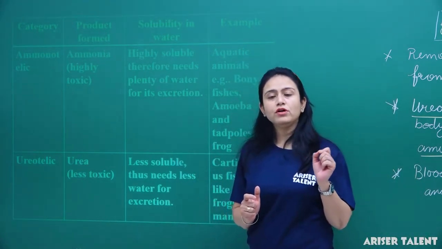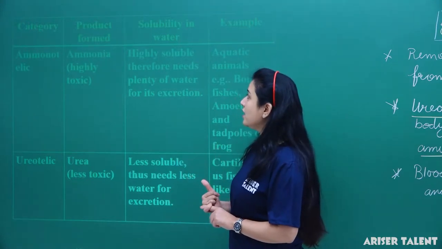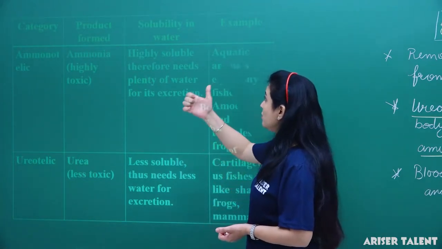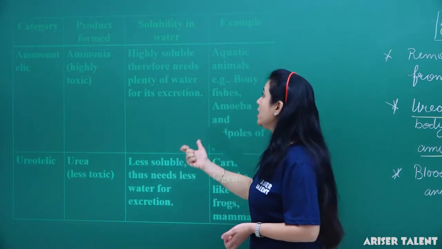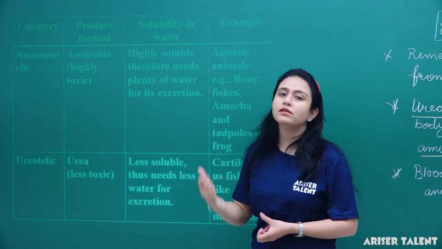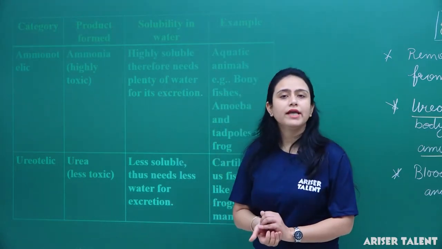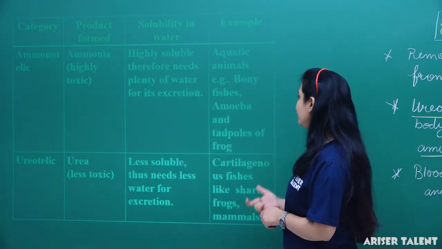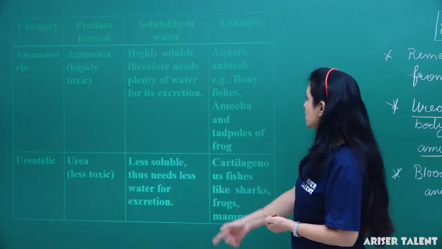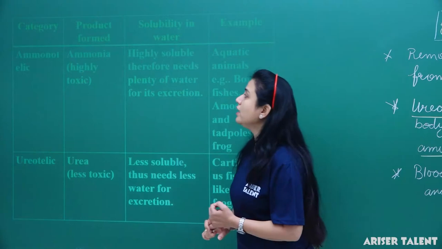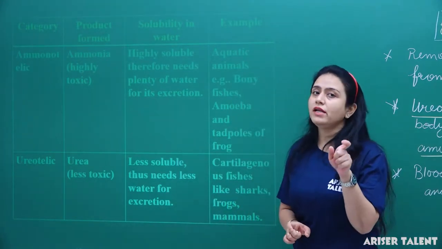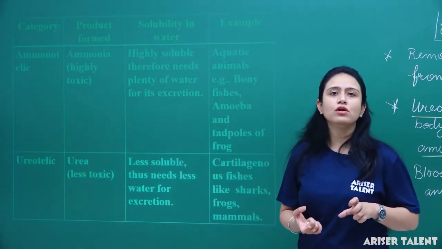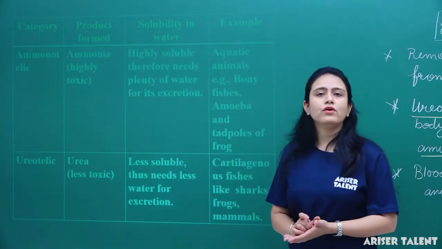If you talk about the animals known as ammonotelic, the waste product is ammonia, which is highly toxic. If you talk about the solubility of ammonia in water, it is highly soluble. This is the reason they need plenty of water for its excretion. Such animals are aquatic animals, for example bony fishes, amoeba and tadpoles of frog. These animals are known as ammonotelic because they excrete ammonia, which is highly soluble, so they need plenty of water for its excretion.